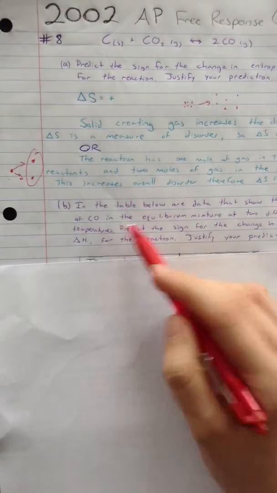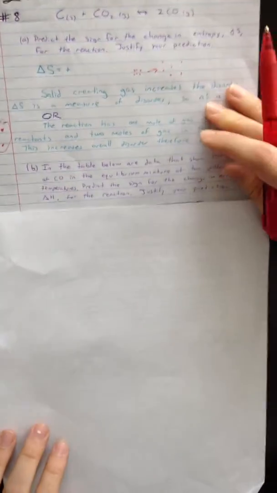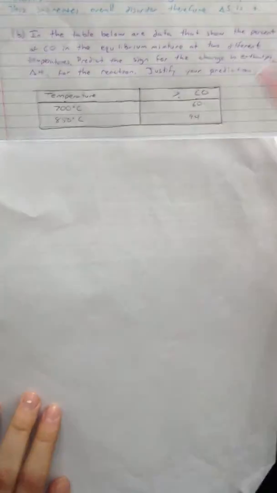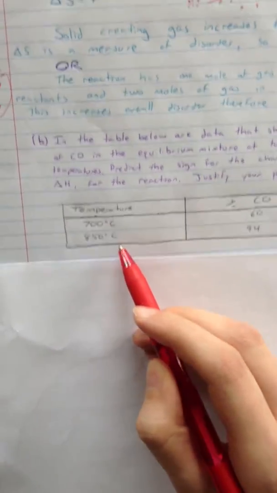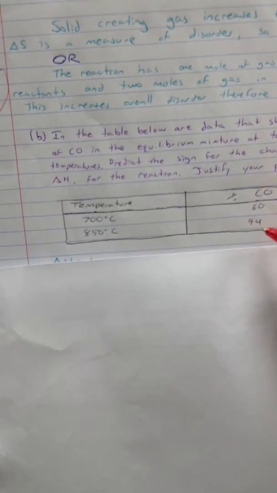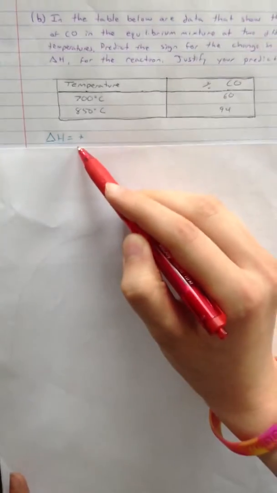Second question. In the table below are data that show the percent of CO in the equilibrium mixture at 2 different temperatures. Predict the sign for the change in enthalpy, delta H, for the reaction. Justify your prediction. So the chart shows that at 700 degrees Celsius, the percent of CO is 60%, and at 850 degrees Celsius, the percent is 94%. So increase in percentage, delta H is positive.